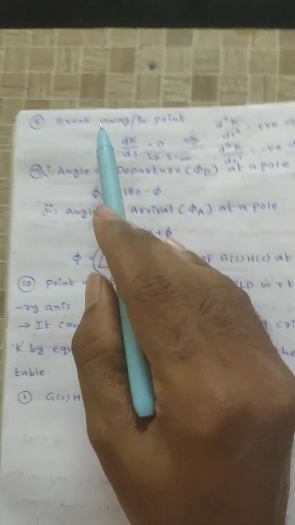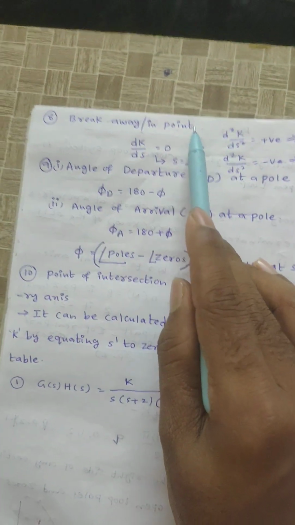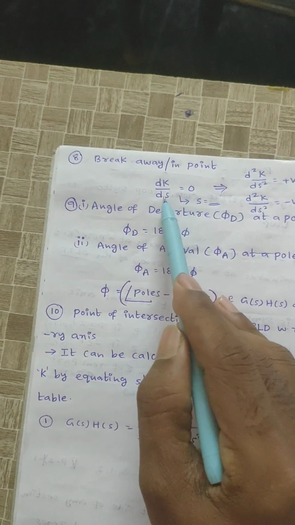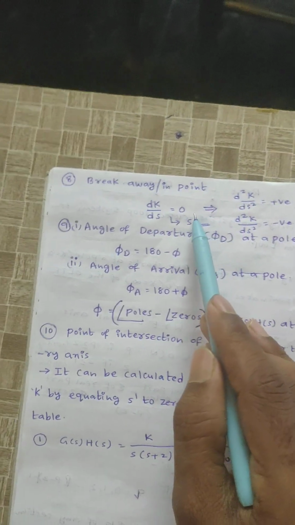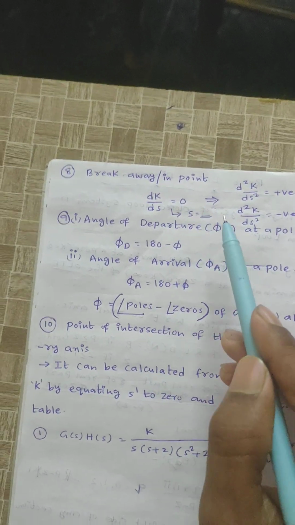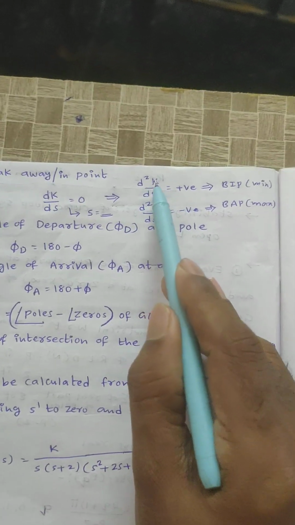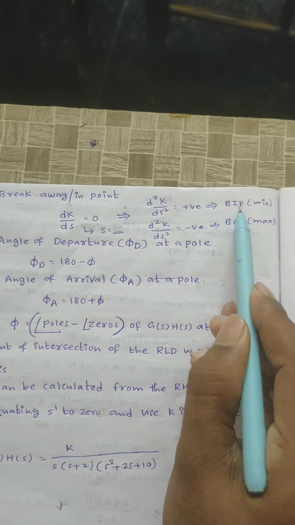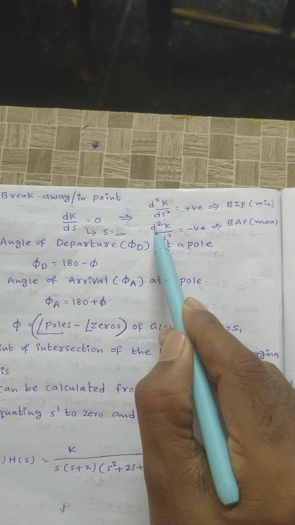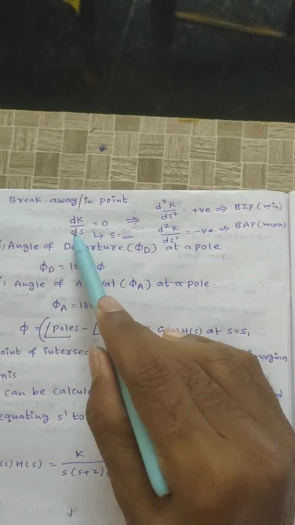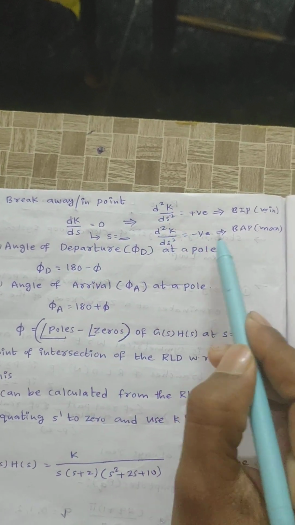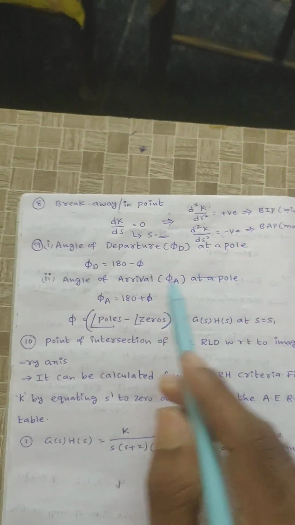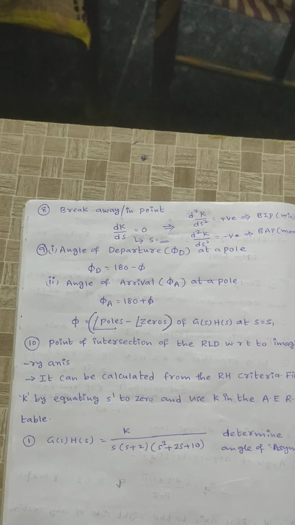After that, breakaway or break-in point. To calculate the breakaway or break-in point, we need to differentiate the k value, dk by ds, and set it equal to 0. Then we will get the breakaway or break-in point. After that, if d square k by ds square is positive, that is a break-in point, the value is minimum. If d square k by ds square is negative, that is a breakaway point, the value is maximum. That is about the breakaway or break-in point.